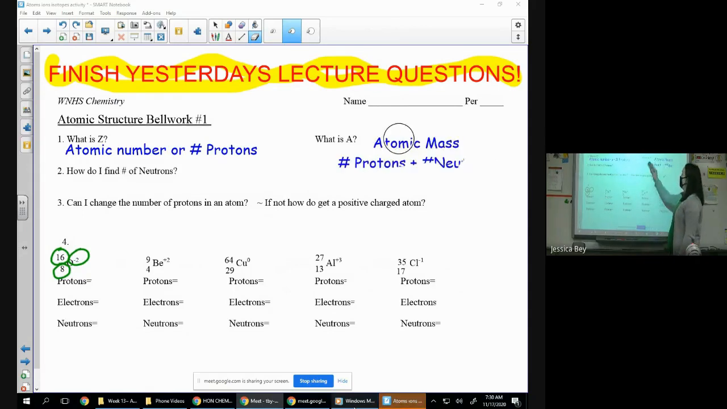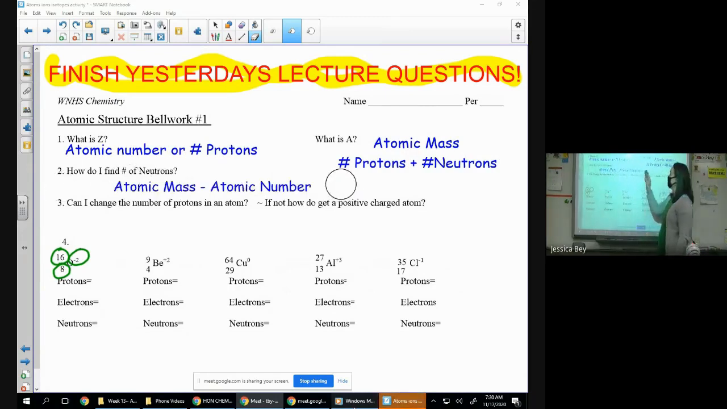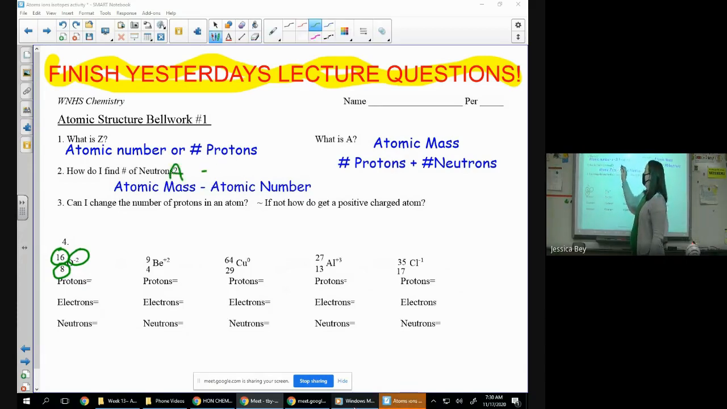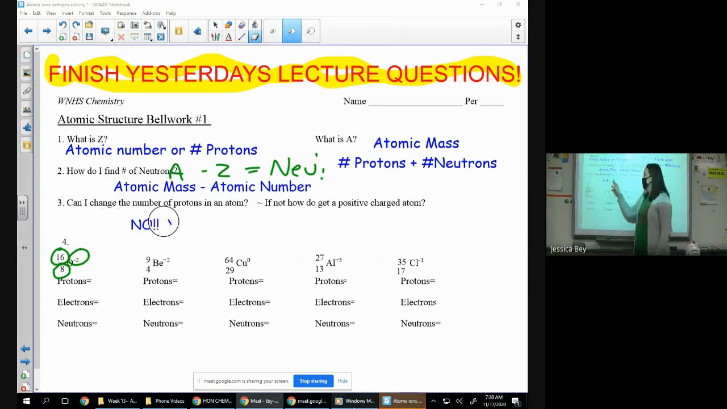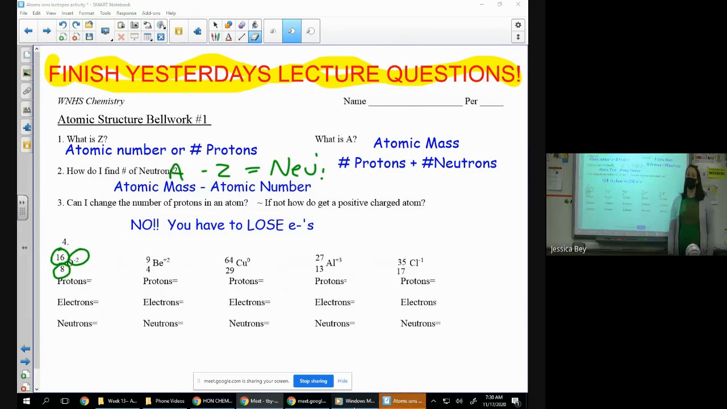A is the atomic mass, or the number of protons and neutrons. In order to find neutrons, you just take the difference of those two things. Atomic mass minus atomic number. So that's just A minus Z gives you neutrons. Okay. Can you change the number of protons in an atom? No, you may not. So in order to get a positive atom, you have to lose electrons.